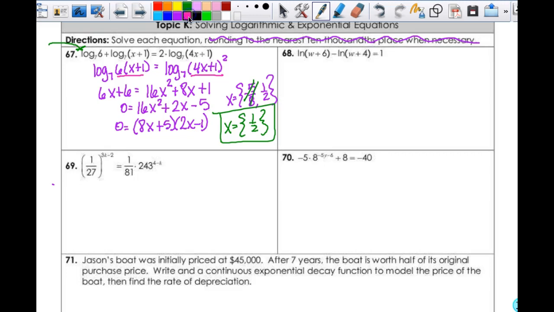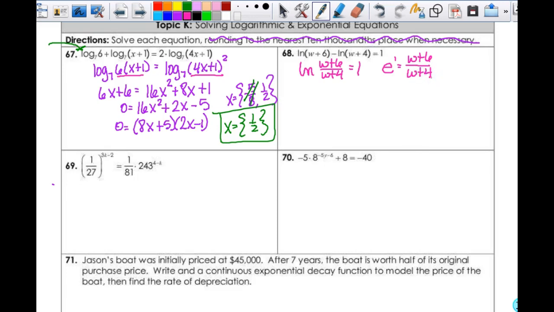Okay. So on number 68, I need to condense this. So this is subtraction, which gives me a single log. And I divide. It's equal to 1. Now I cannot use the one-to-one property because I don't have a single log on each side, so I need to reuse my exponentials. The base here is e, so it would be e to the first power equals this. So e to the first equals w plus 6 over w plus 4.